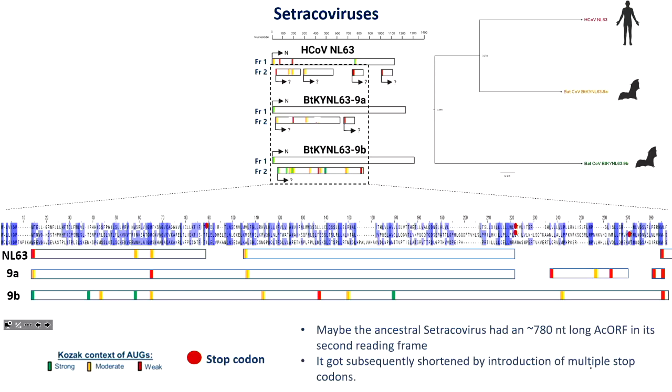But then looking at this, we can maybe hypothesize that the ancestral tetracovirus had an approximately 800 nucleotide long open reading frame in its second reading frame that got subsequently shortened the closer we got to humans and we moved into other species. But what about merbecoviruses? Well, we know that MERS-CoV expresses ORF8b in its second reading frame. It's an accessory gene that's been studied, there are publications on it.